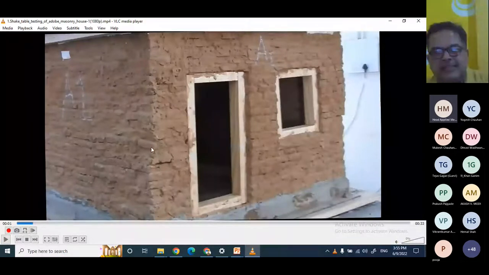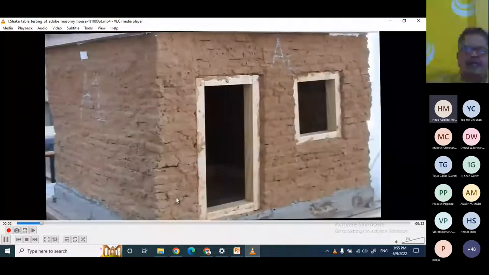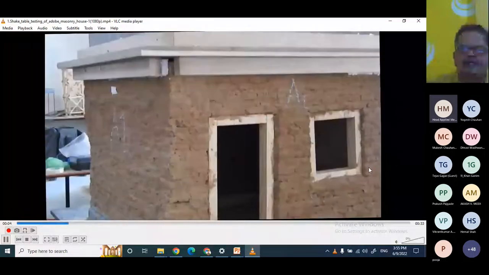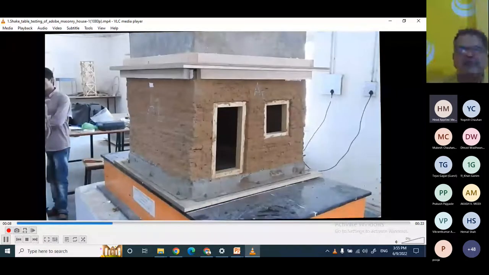In the real structure we have a bigger size of bricks, and this is made up of rammed earth, and here the openings are provided. No other feature is provided. So what will happen to this structure, you can understand. It is tested on the shake table, and a heavy mass is placed at the top.